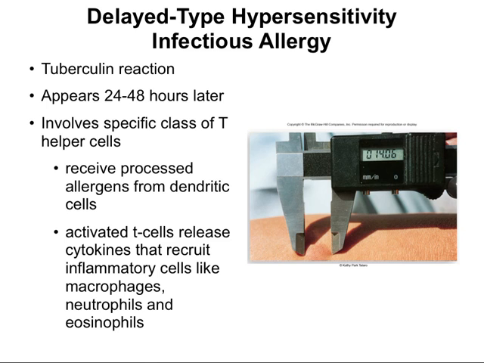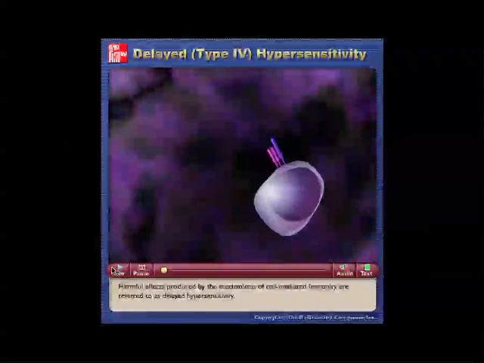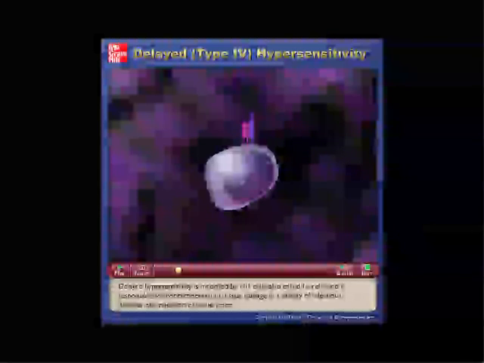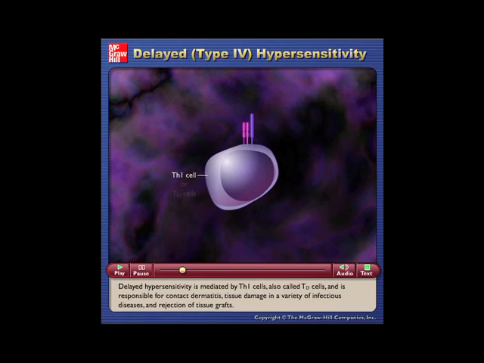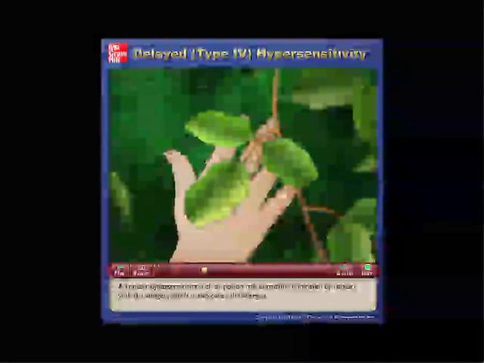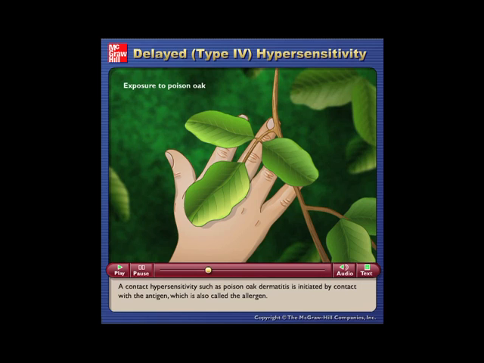Harmful effects produced by the mechanisms of cell-mediated immunity are referred to as delayed hypersensitivity. Delayed hypersensitivity is mediated by Th1 cells, also called Td cells, and is responsible for contact dermatitis, tissue damage in a variety of infectious diseases, and rejection of tissue grafts. A contact hypersensitivity, such as poison oak dermatitis, is initiated by contact with the antigen, which is also called the allergen.